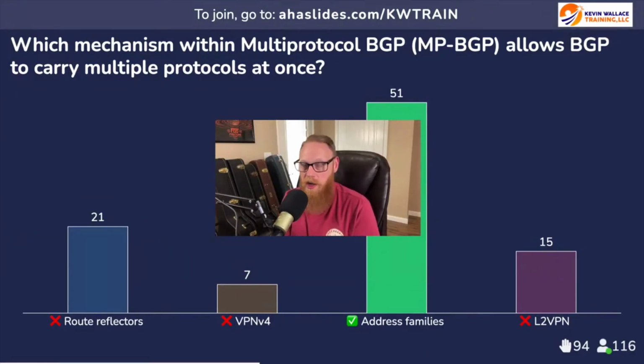Address families are what allow multi-protocol BGP, or MP BGP, to carry multiple protocols at once. BGP will default to an IPv4 address family if we don't indicate a specific version, and that would be, of course, dedicated to carrying IP version 4 routes. Other address families can be defined for other protocols depending on the IOS platform, including IP version 6, VPN version 4, and VPN version 6 address families. So we do have several options there.